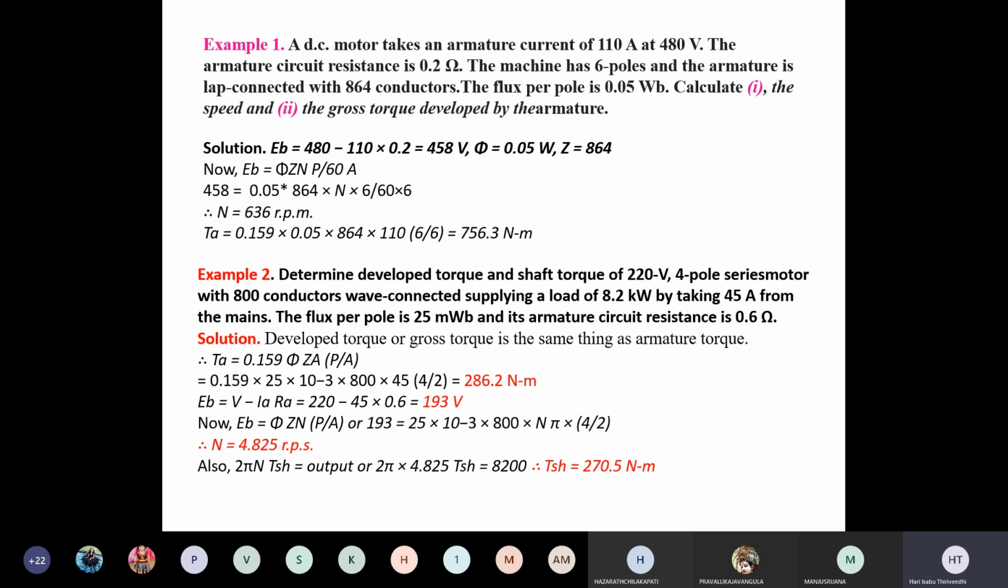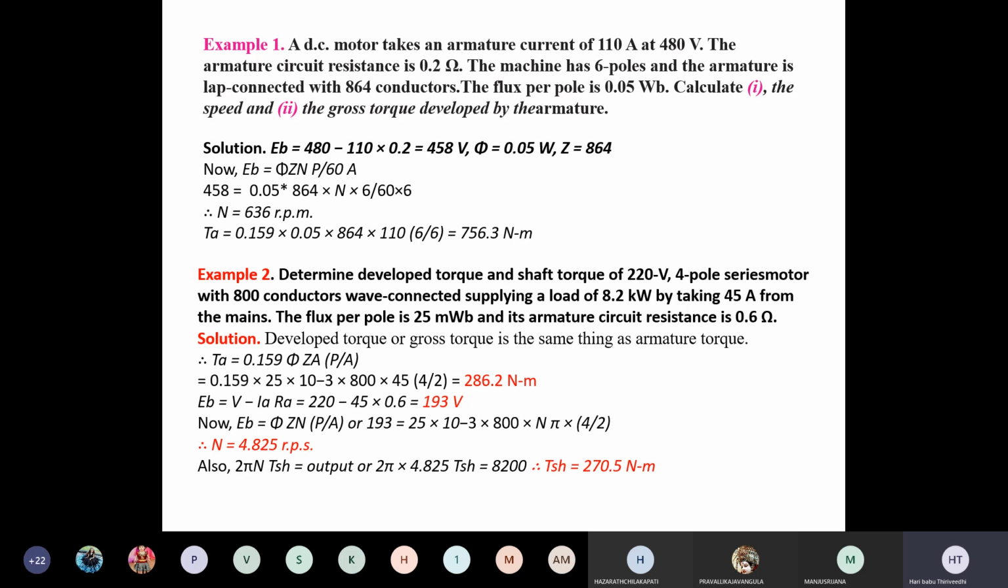Then conductors Z is equal to 800 and load power PL is equal to 8.2 kilowatt, and IL is 45 amperes. The motor is taking supply current, that is nothing but IL, not Ia.